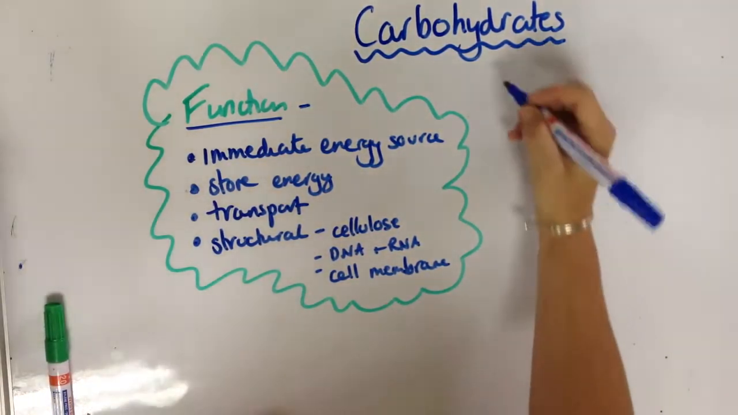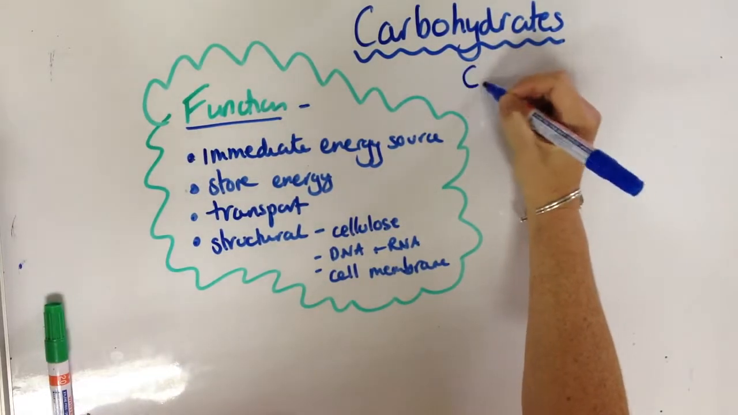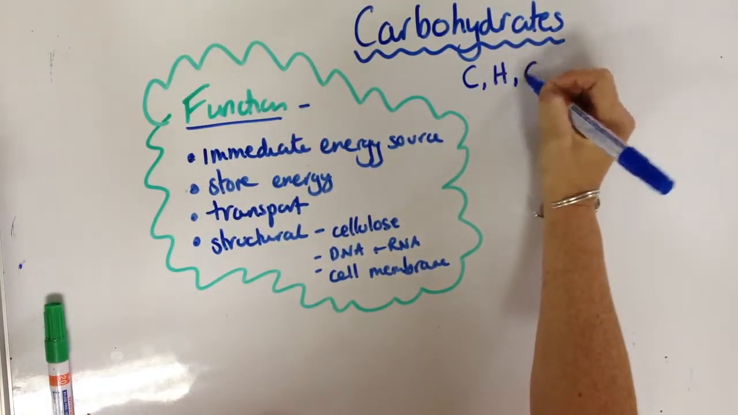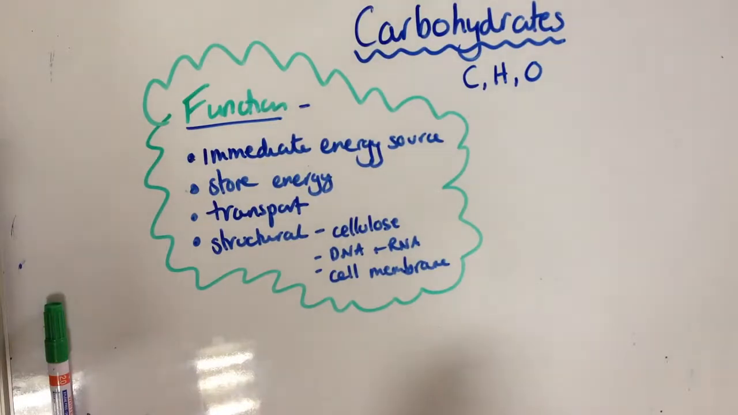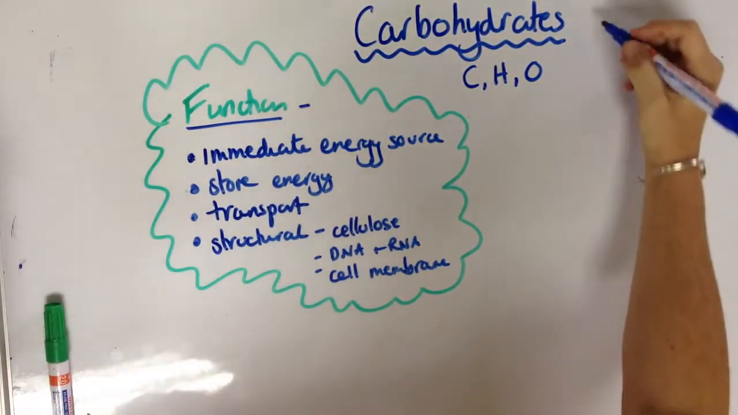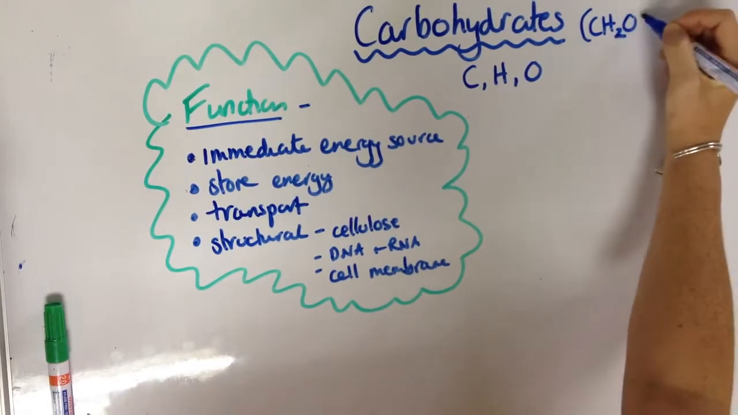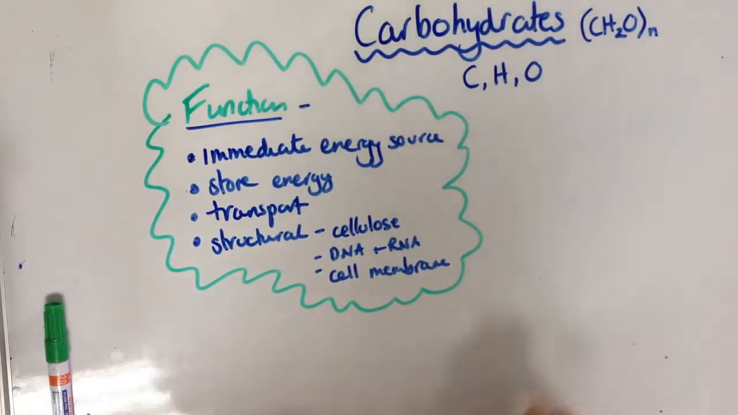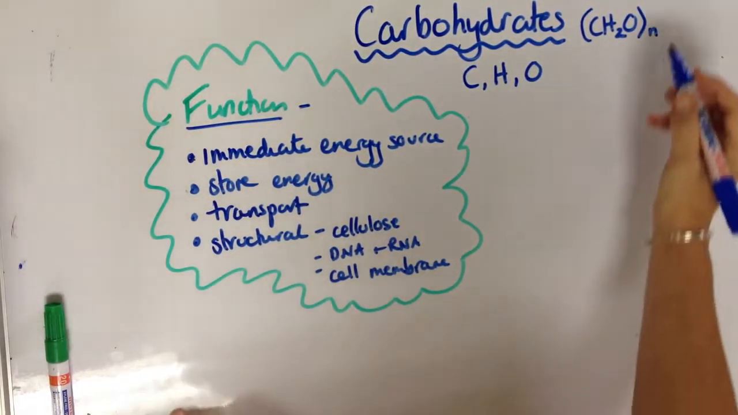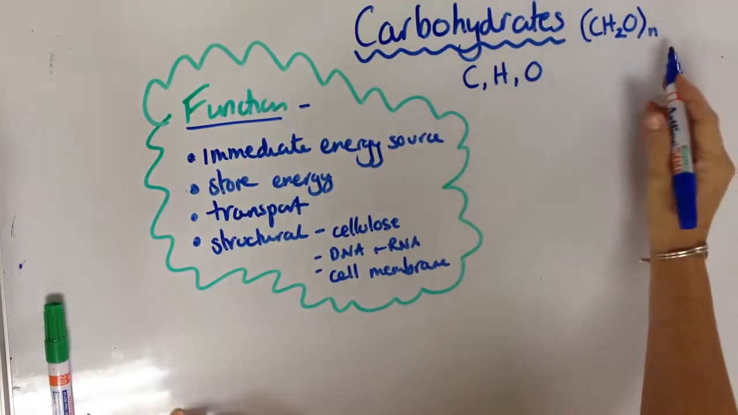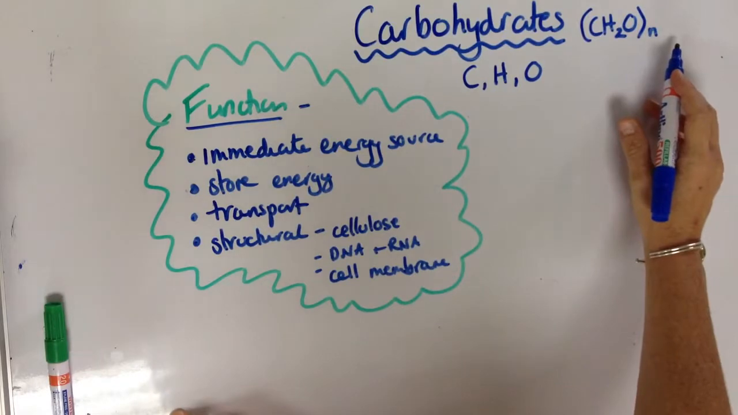What we'll look at is what carbohydrates are. From GCSE, you know carbohydrates are made up of carbon, hydrogen and oxygen. The general formula for any carbohydrate is CH2O, to the n. Now you can get carbohydrates where n is 3, where n is 5, where n is 6.